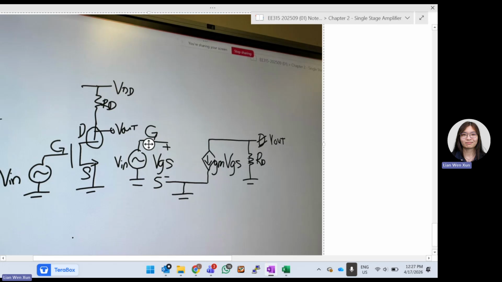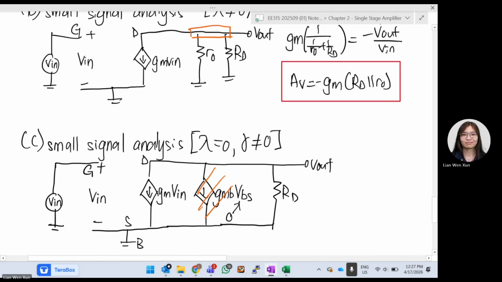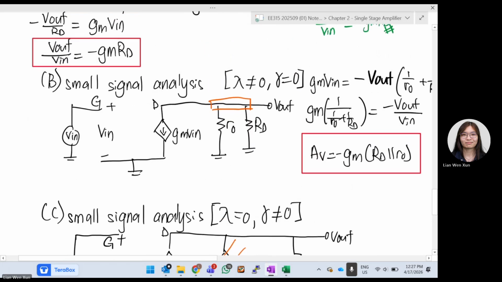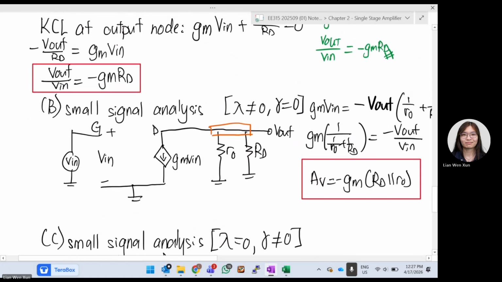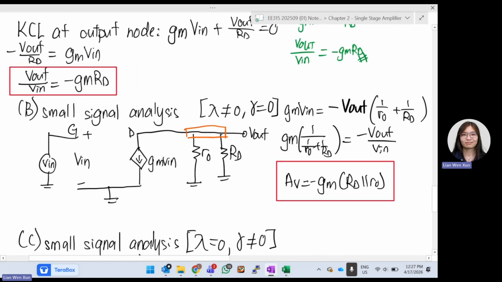When there is channel length modulation, what do we need to include? We need to include R0, the small R0 over here. We say that this R0 is supposed to go from drain to source. My source is now grounded, so I just ground it.